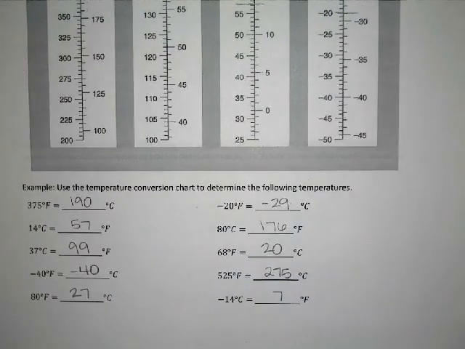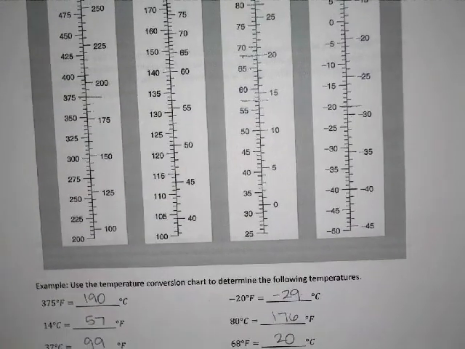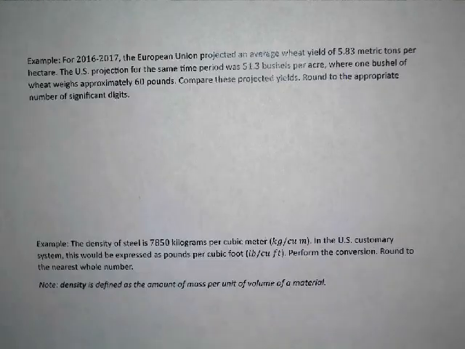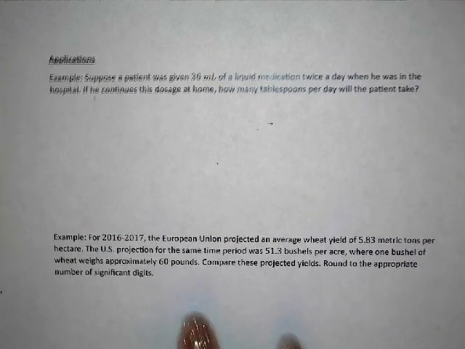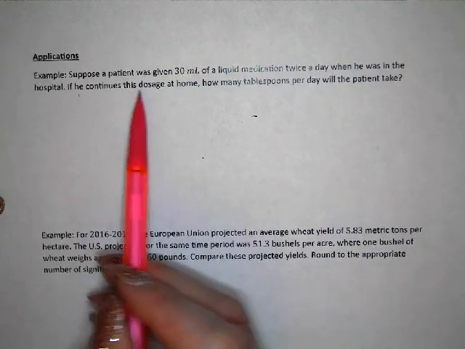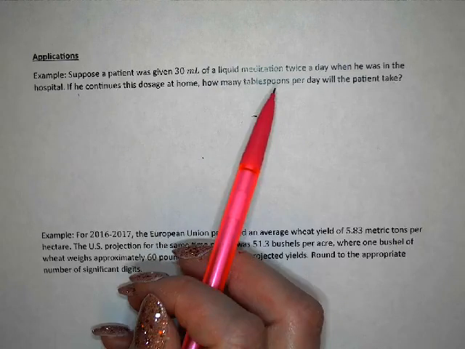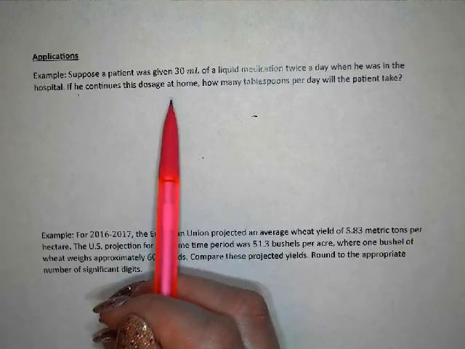All right. Last page, we're going to do some example problems and then we'll be finished with this video. So it says, suppose a patient was given 30 milliliters of a liquid medication twice a day when he was in the hospital. If he continues this dose at home, how many tablespoons per day will the patient take? So 30 milliliters of a liquid medication twice a day.